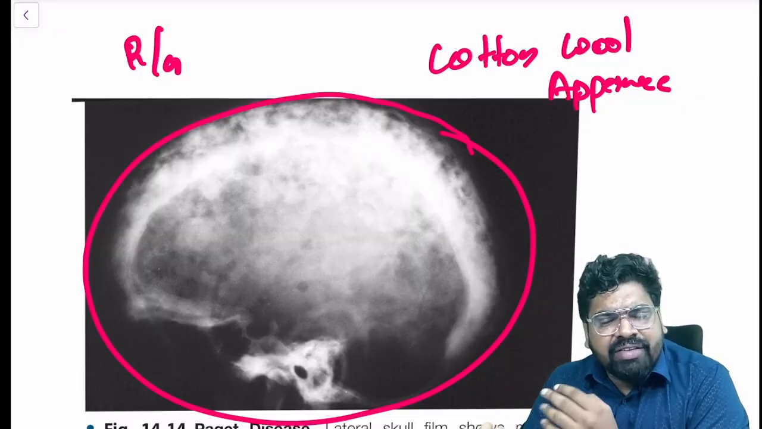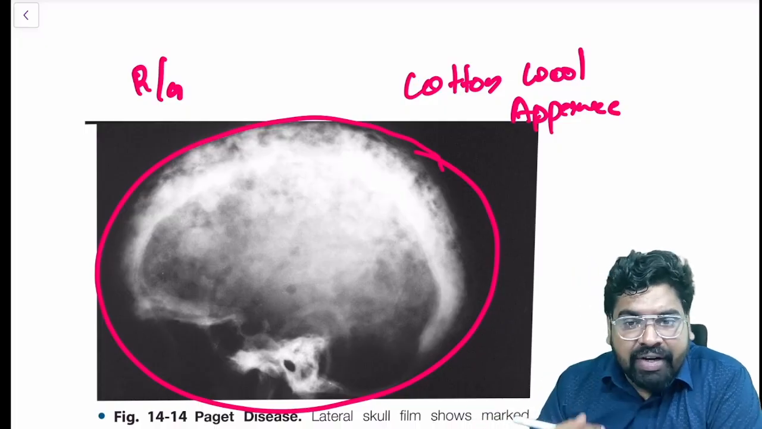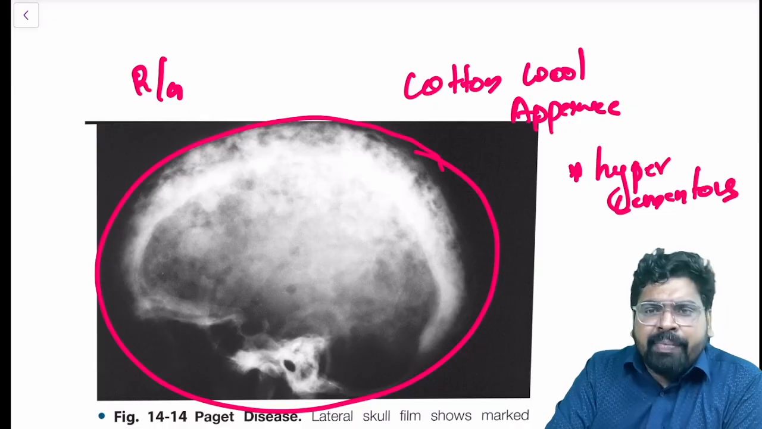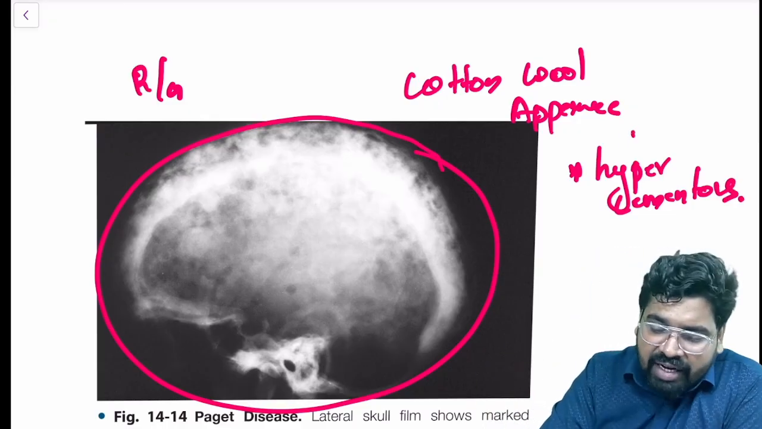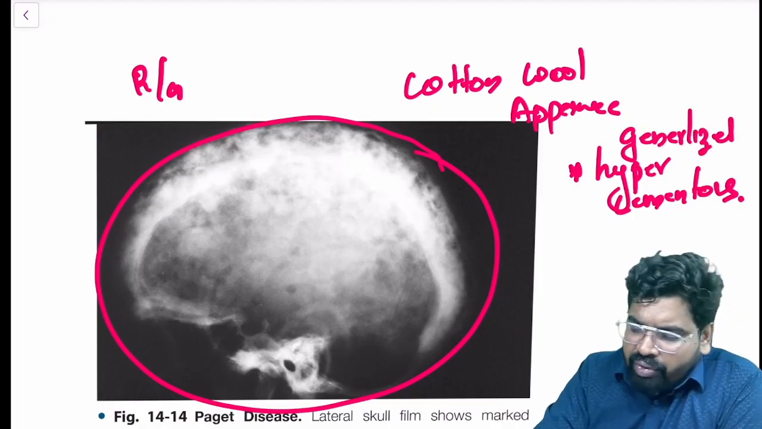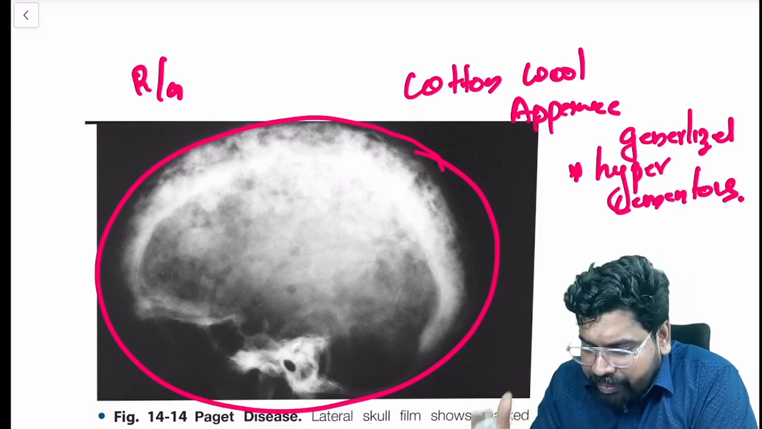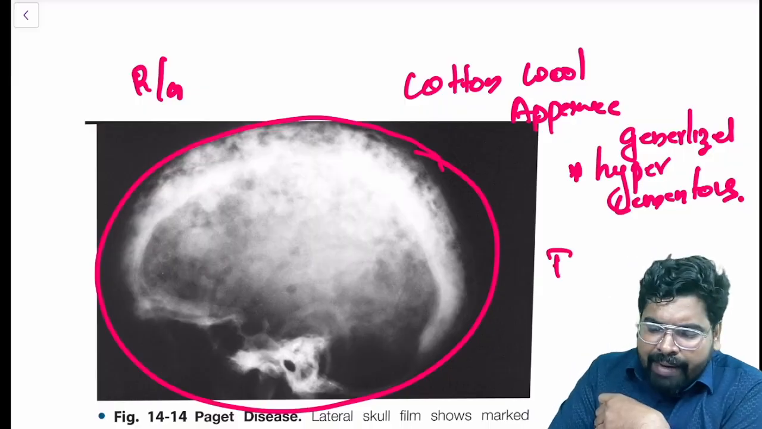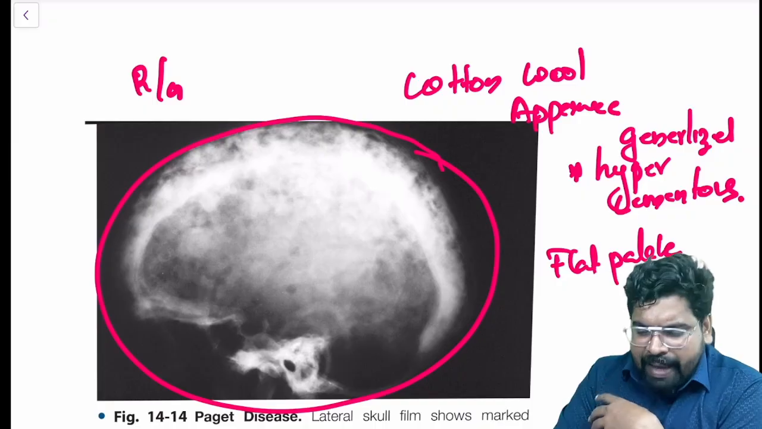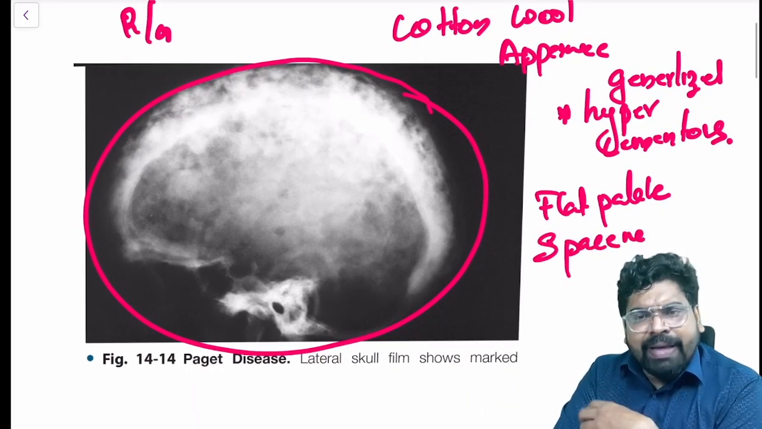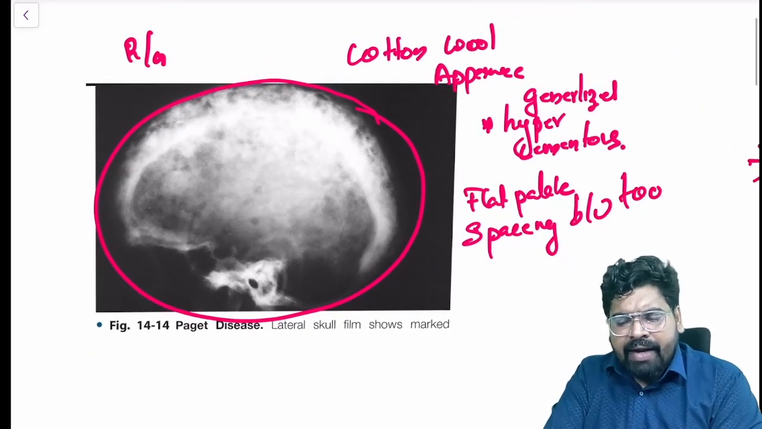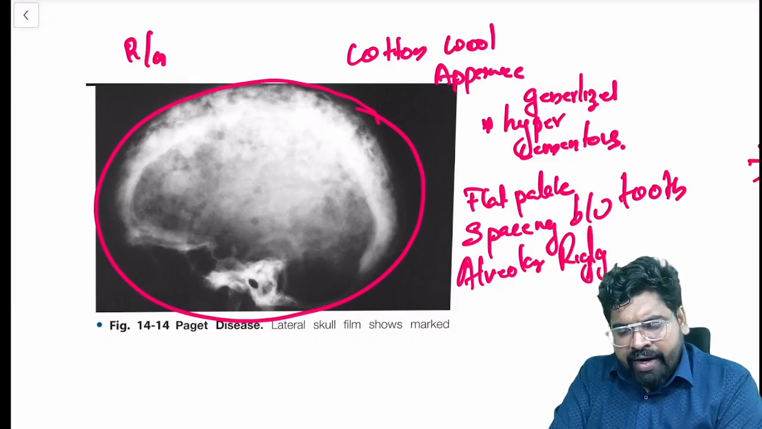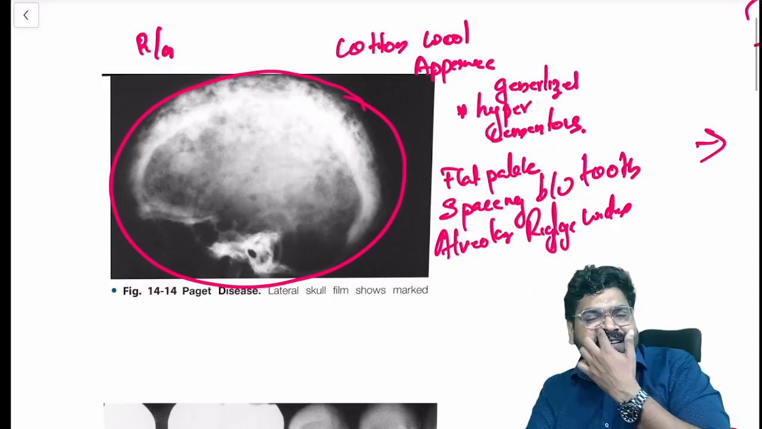What else you can see in Paget's disease is that all the teeth in the oral cavity have hypercementosis. It is generalized, which means most of the teeth in the oral cavity have an increased amount of cementum. The alveolar ridge will be widened, the palate will become flat, and if there are teeth, there will be spacing between teeth. So many features you can see in the oral cavity.